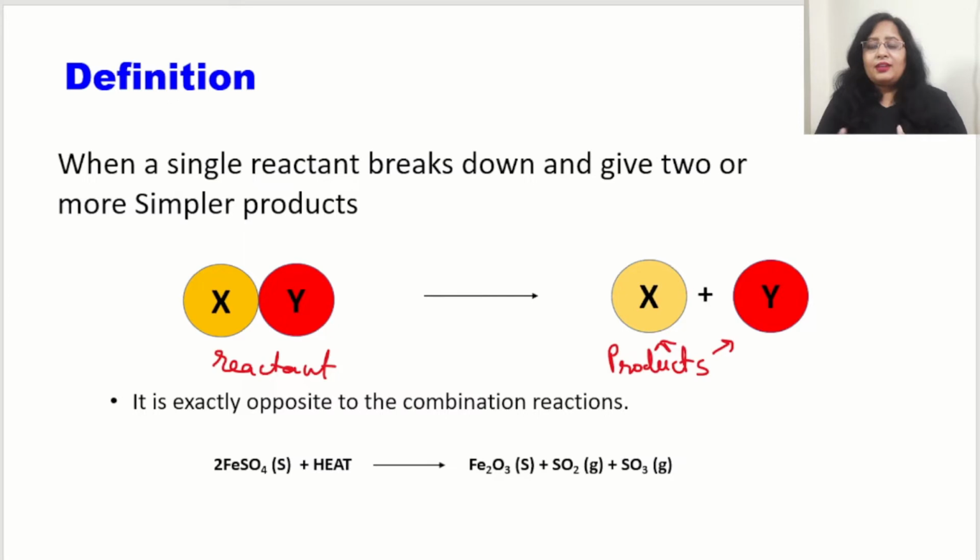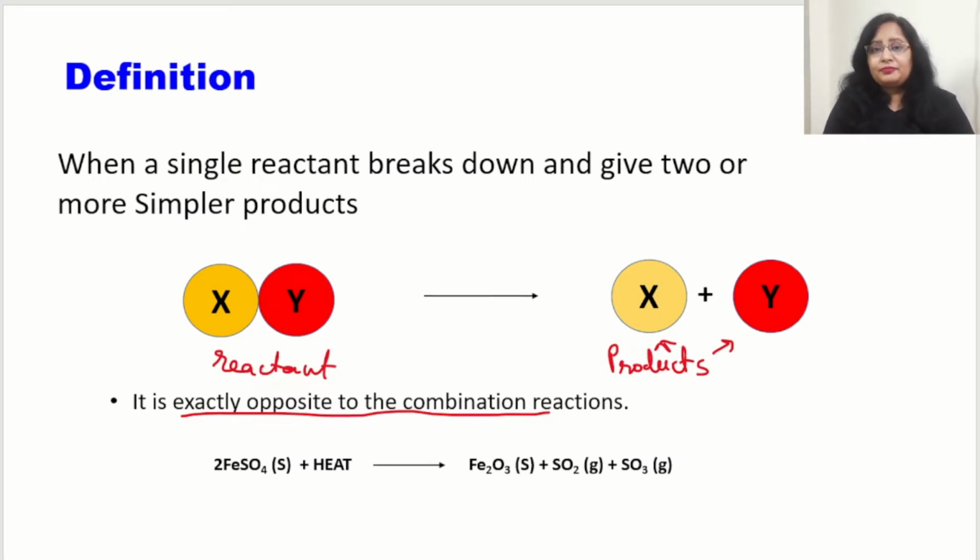So friends, can we say this decomposition reaction is exactly the opposite of a combination reaction, where two or more reactants join or combine chemically to give one product? Just opposite. That's why we can say a combination reaction is exactly opposite to a decomposition reaction. Let's have an example.